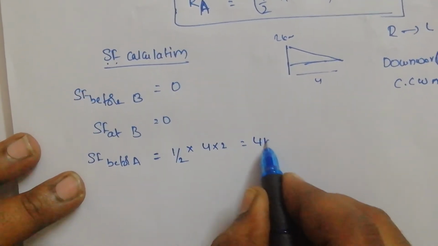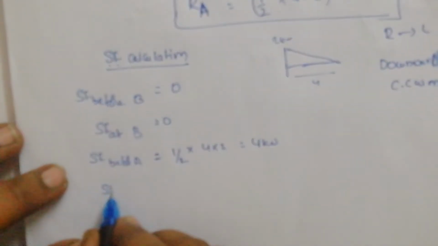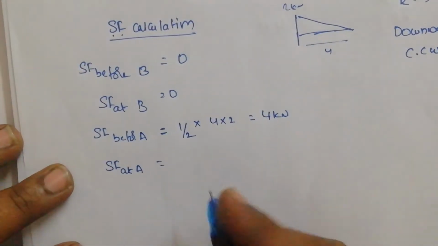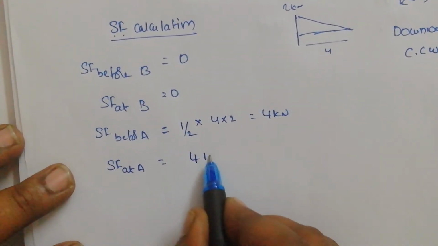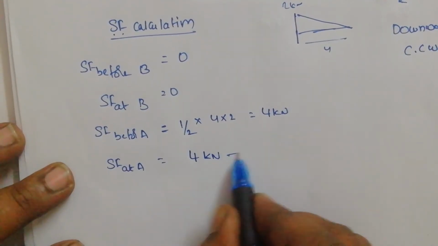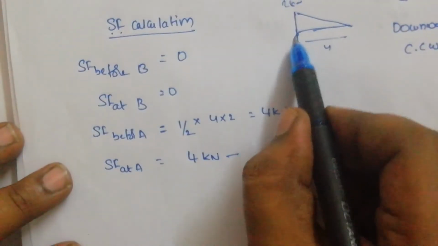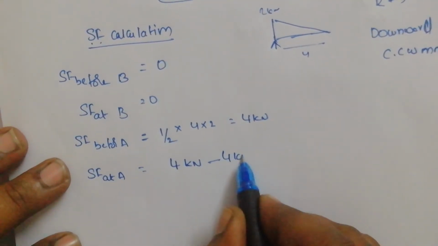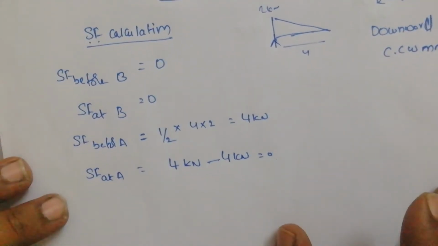that is 4 kilonewton. Next, shear force at A. At A means you have to consider the loads before and also at point A. Before, we are having 4 kilonewton, minus at exactly point A we had a reaction whose value is also 4. So minus 4 kilonewton. The whole answer is 0. Let us try to draw this diagram.